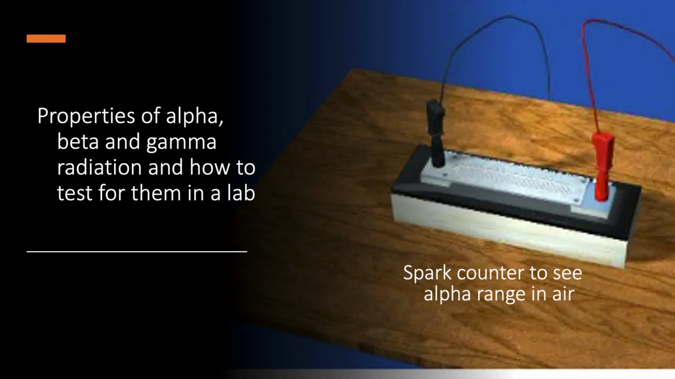The next one to look at is the range of alpha particles in air. We use a spark counter to do this in a lab because alpha particles are highly ionising. This video shows you that, and then again in animation. Some staff make the mistake of trying to show this with beta and gamma, and of course they won't work with a spark counter because it doesn't produce enough ionisation of the air.